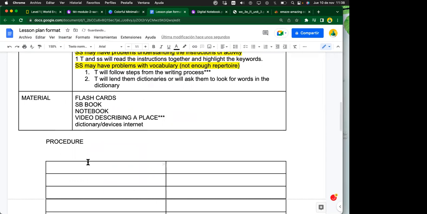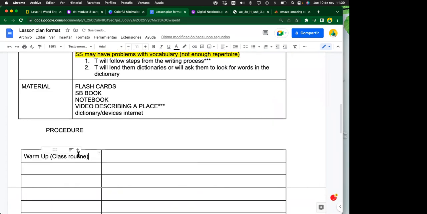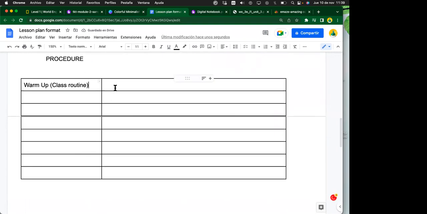Vamos a ponerle 8. Entonces, vamos a poner the warm up, the warm up o class routine. Entonces, class routine: call the roll, check homework.